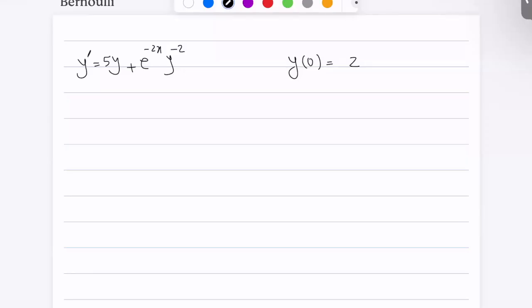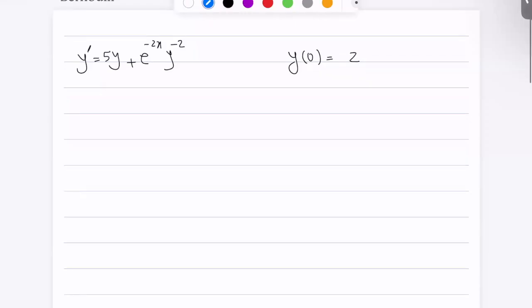Today we have this first order differential equation, y prime is equal to 5y plus e to the negative 2x times y to the negative 2, with the initial value y of 0 equals 2. We want to solve this differential equation. First thing we're going to do is rewrite this in the standard form.